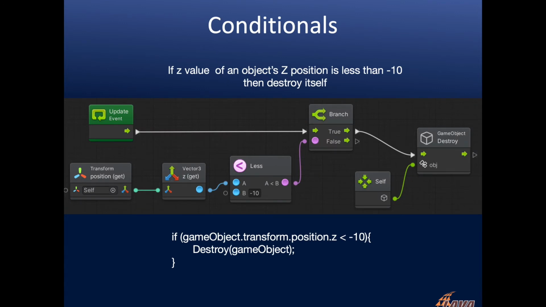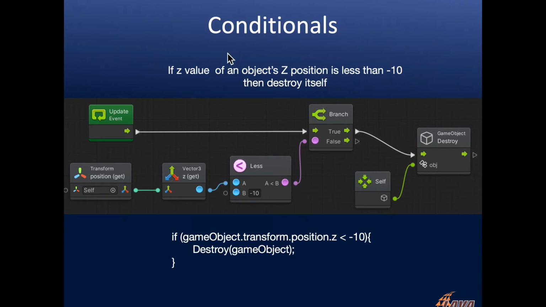Okay, conditionals. Conditionals basically means how do you get Unity visual scripting to do something like, if something happens, do something. So in this particular example, if the z value of an object's z position is less than -10, destroy itself as an object.